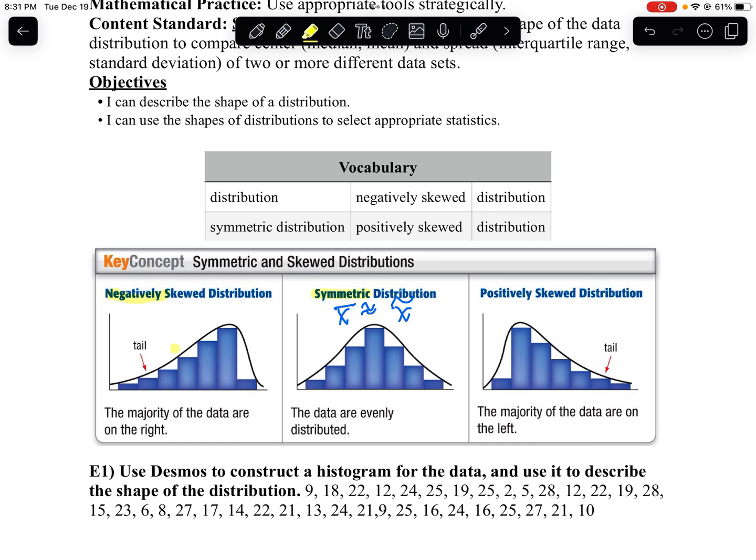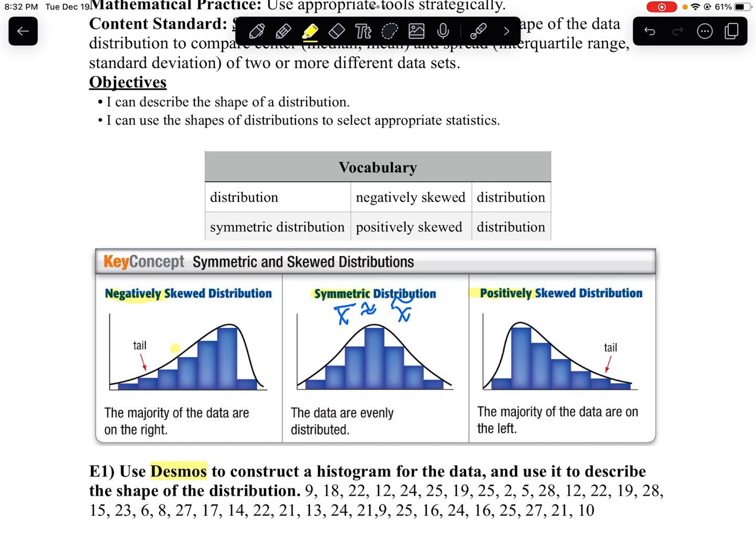Then we'll look at positively skewed. That's where we have a tail going to the right. So I'd have more numbers going to the right there. So we call that positively skewed. What we're going to concentrate on today is not on how to make them. We're going to use technology to make them. Notice on example 1, I want you to use Desmos, and then I want you to interpret.